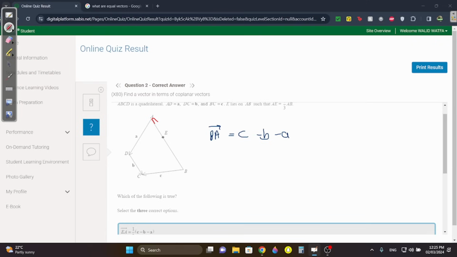What do we want? We want EA, and we know EA is 1 over 3 AB. So EA is 1 over 3 of C minus B minus A. That's how you do it.